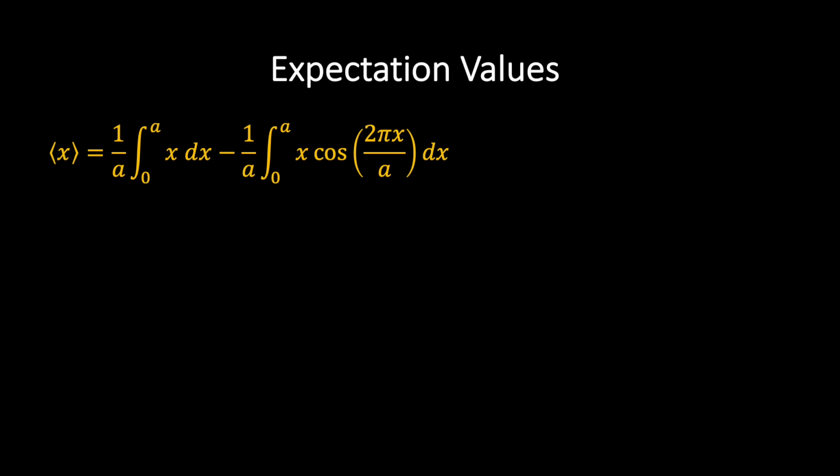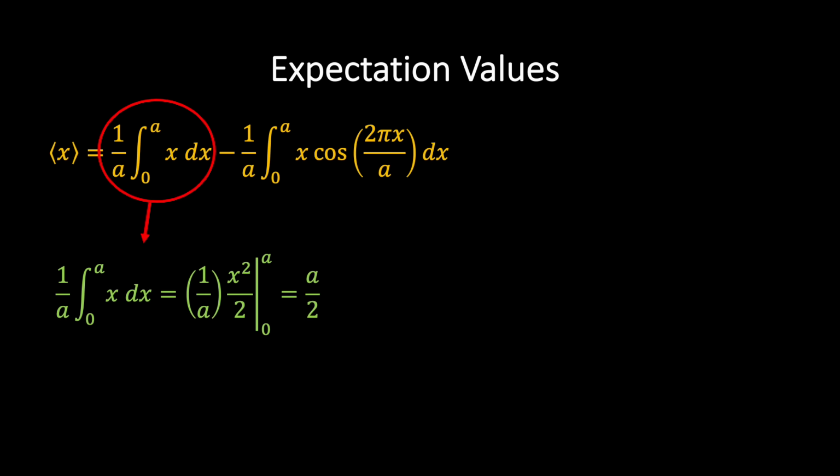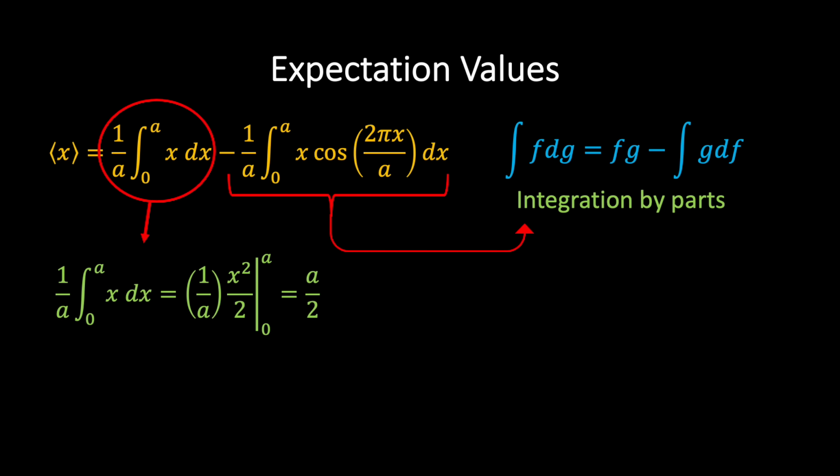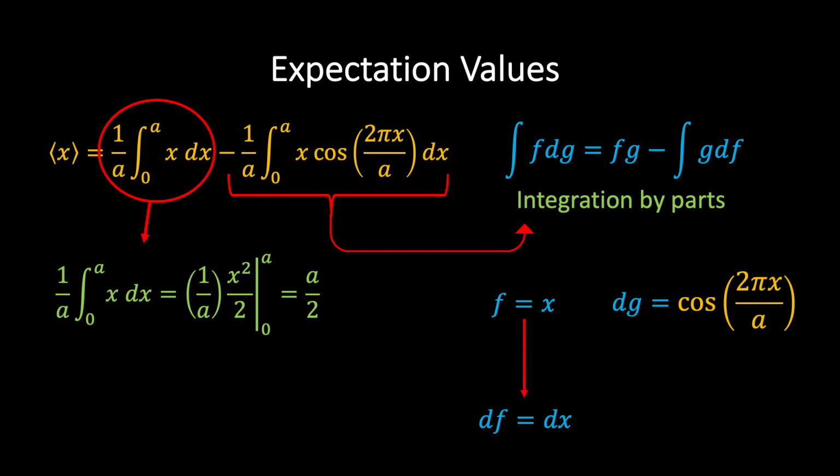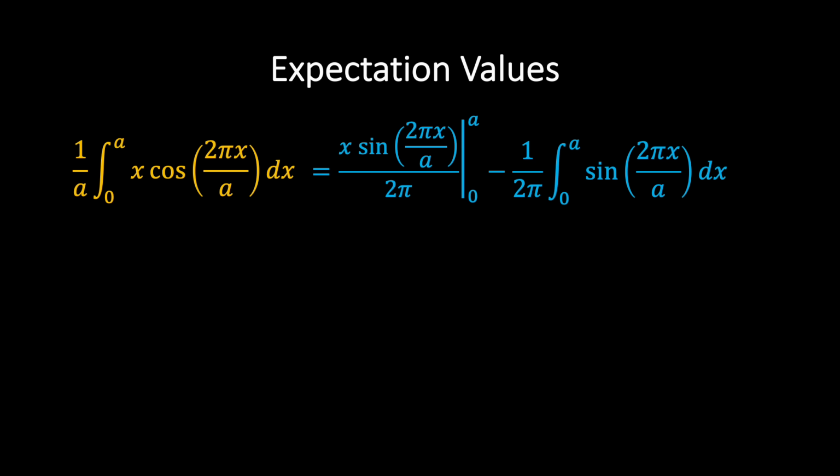The first integral is simple enough and we find that it evaluates to a over 2. The second integral is a little bit trickier and involves integrating by parts. Now, if we set f equal to x, then we immediately see that df equals dx. And if we identify dg with cos 2 pi x over a and integrate, we find that g equals a sine 2 pi x over a, all divided by 2 pi.